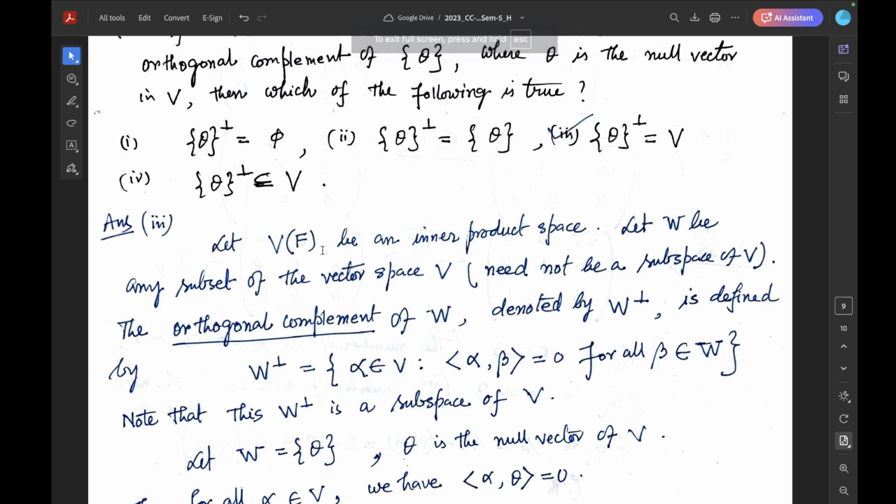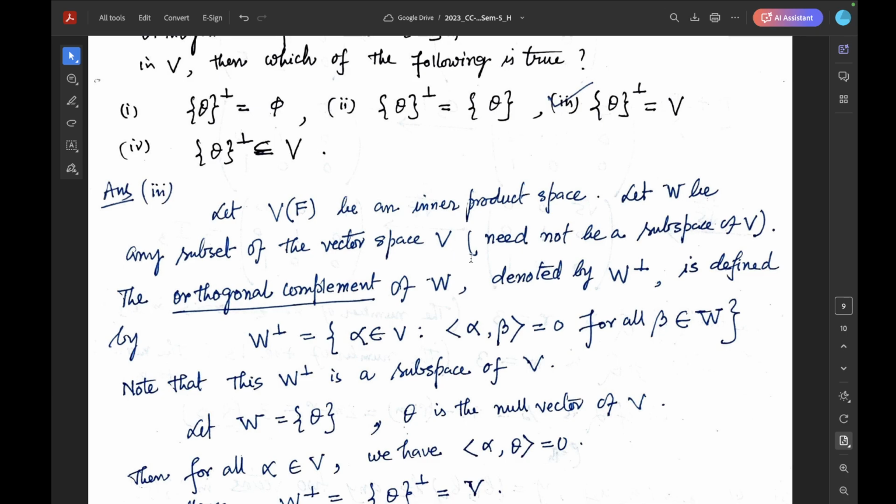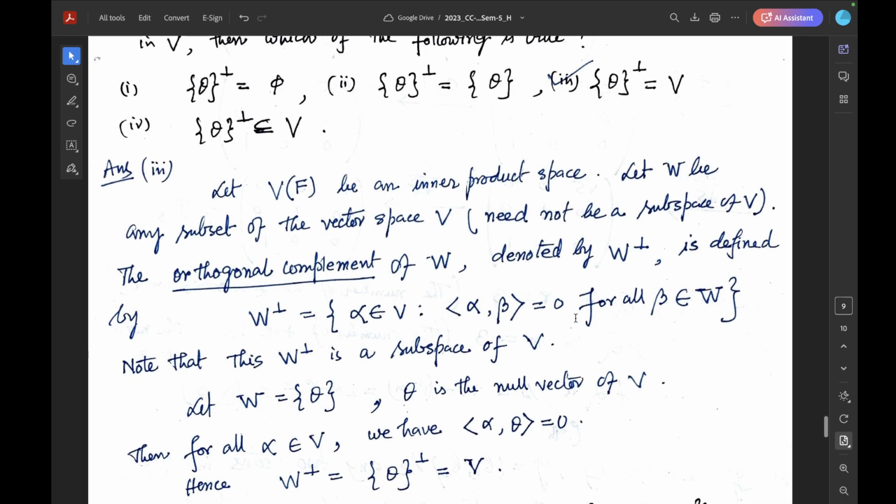Let V(F) be an inner product space. Let W be any subset of the vector space V, need not be a subspace of V. The orthogonal complement of W, denoted by W perpendicular, is defined by W perpendicular equal to the set of all those alpha belongs to V such that the inner product of alpha, beta equal to 0 for all beta belongs to W. Note that this W perpendicular is a subspace of V.